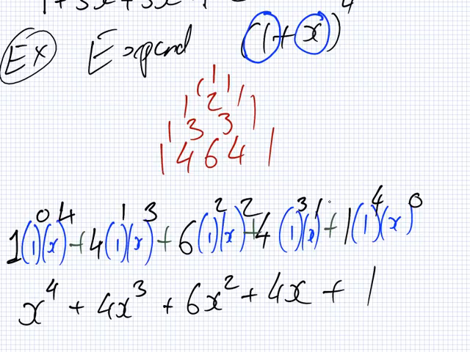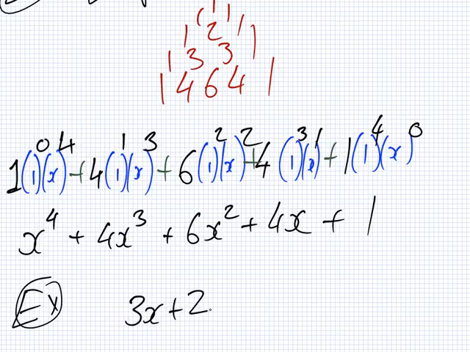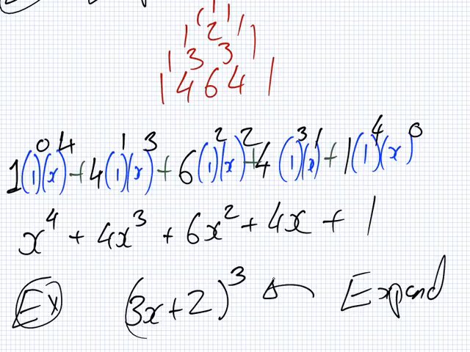Okay, we have this now. Scrolling down. So this example I'll do: we'll say (3x + 2) cubed, and we want to expand this one again. Okay, scroll down.